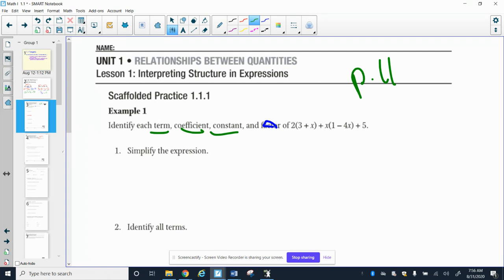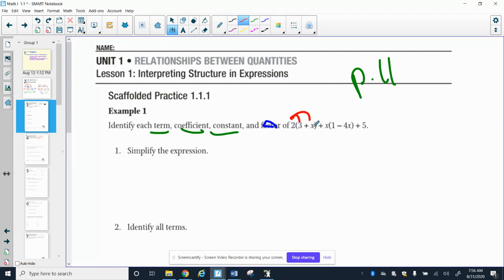But then we have our new vocab that we'll go through and how we write each of these out. Okay, so we'll make this example 1 a nice clean example where it explains what each of these different words are. Okay, so first things first, if we're going to identify the terms, coefficients, and constants, we need to simplify the expression. Just like we did in our warm-up, we're going to start by simplifying.